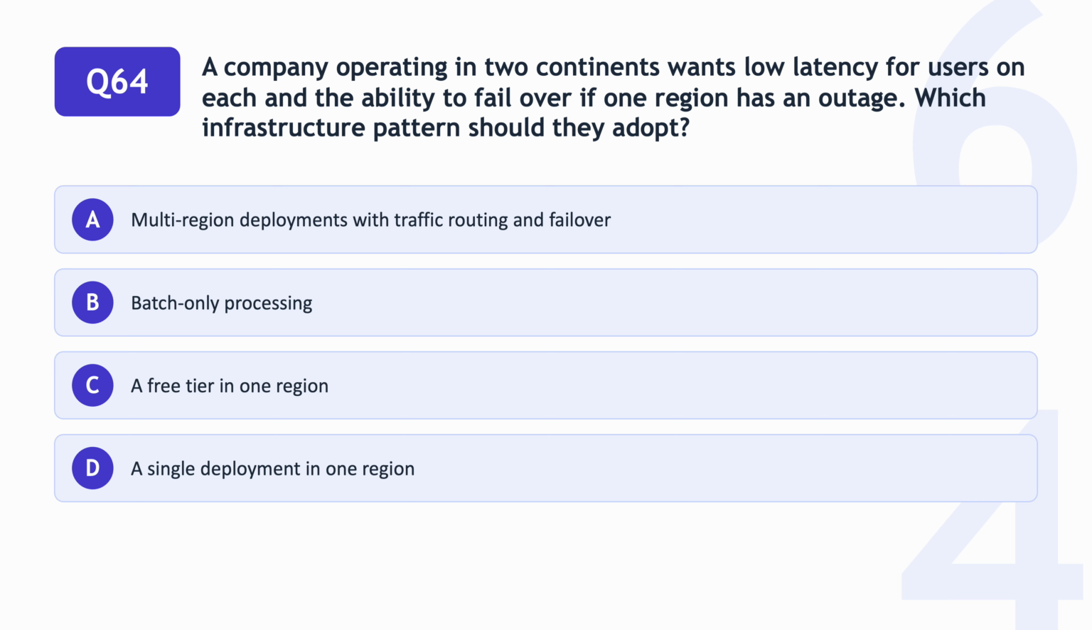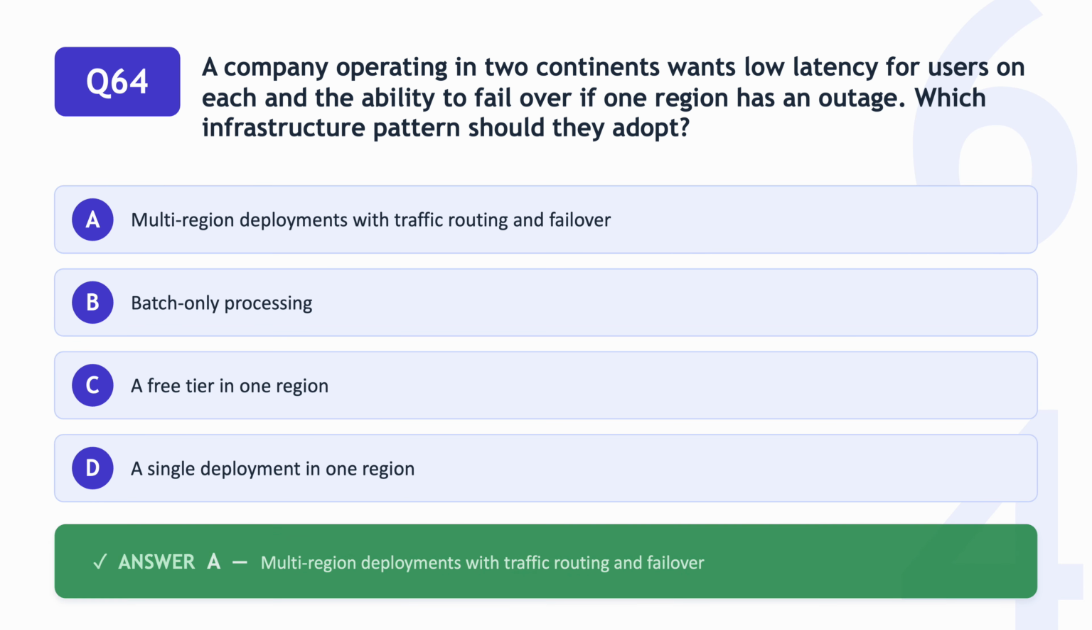A. Multi-region deployments with traffic routing and failover. B. Batch-only processing. C. A free tier in one region. D. A single deployment in one region. Pause the video if you don't want the answer yet.